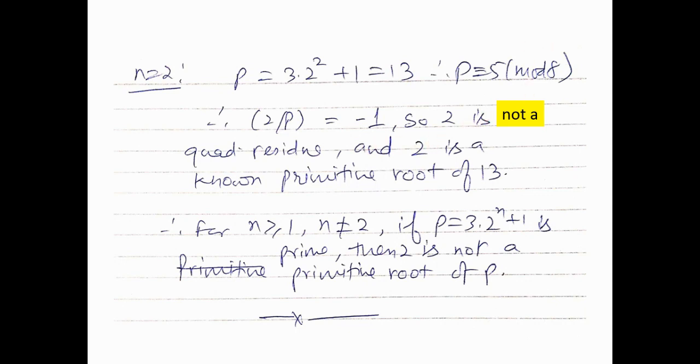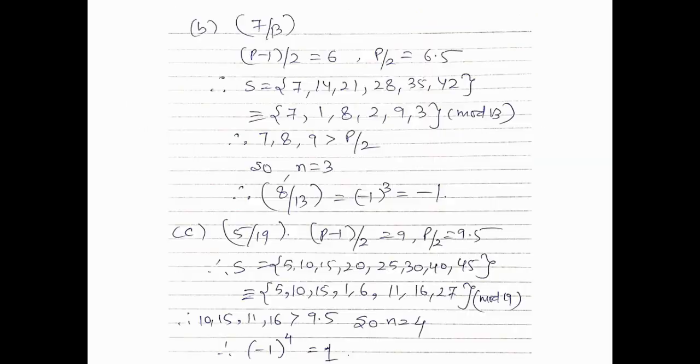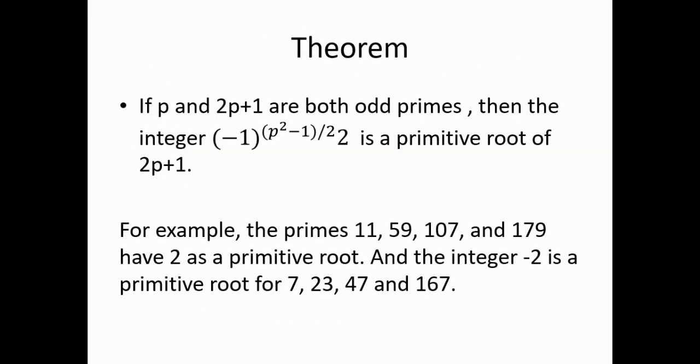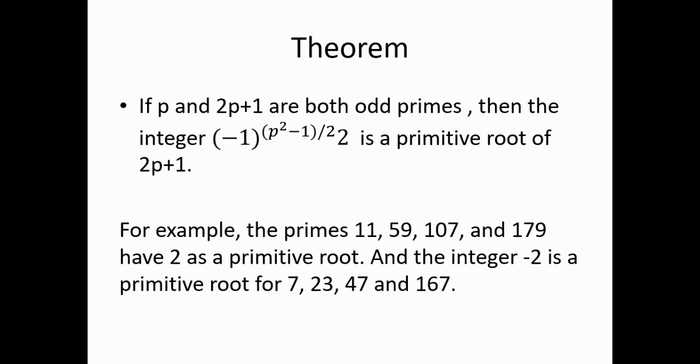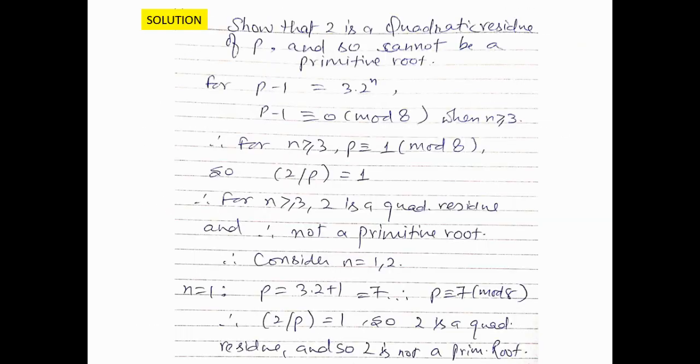So here you can see that we were saying that p is congruent to 7 modulo 8, therefore 2 upon p is 1. Here we are using the result. Let me show you again here. This 2 upon p is 1 if p is congruent to 1 modulo 8 or 7 modulo 8, and it is minus 1 if p is congruent to 3 modulo 8 or 5 modulo 8. We are using this theorem in those questions. So let us move to that question again.